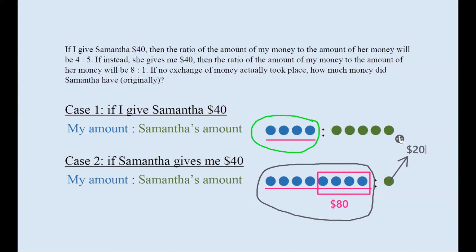Okay, now let's see what the question wants us to find. The question wants us to find, let's underline it, if no exchange of money took place, how much money did Samantha have originally? So I claim that if Samantha gives me $40, she will end up having $20. So she really had $60. So my answer is $60.